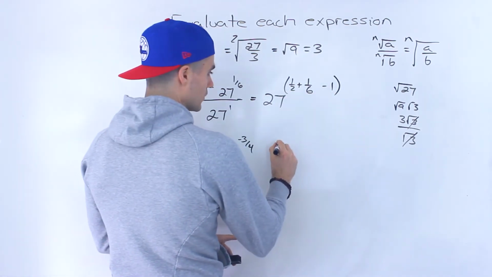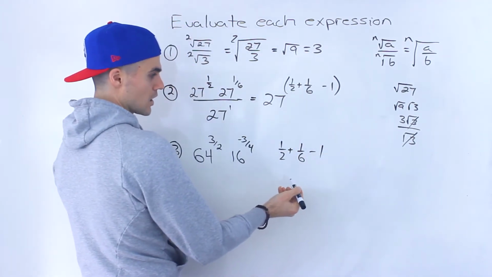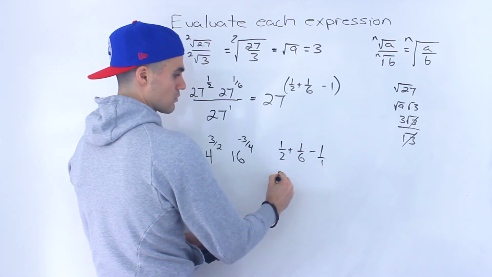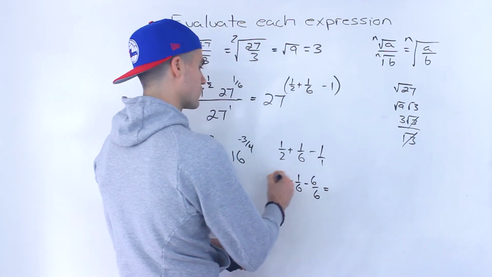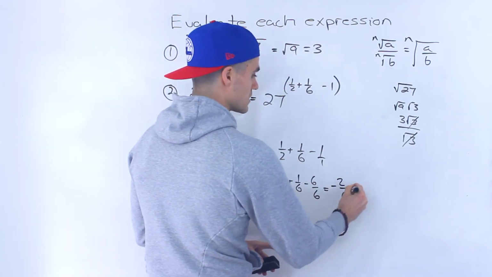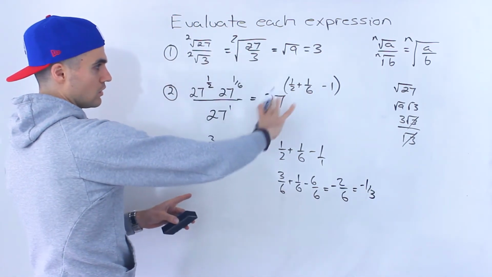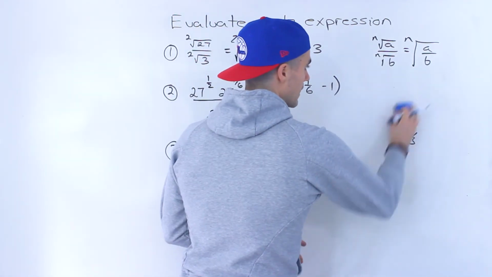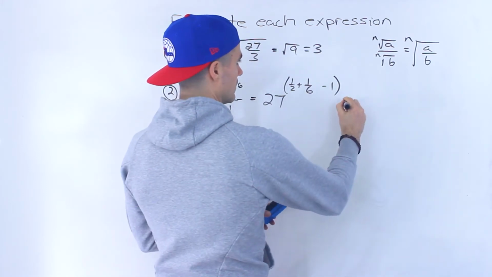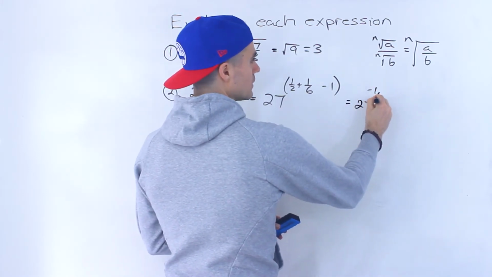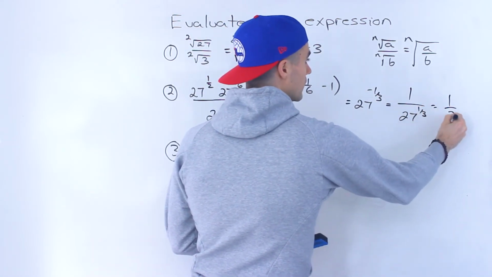And so from here, let me write out this expression on the side. All you have to do is get a common denominator, which would be 6, so it'd be 3 over 6 plus 1 over 6 minus 6 over 6, which would give us 4 over 6 minus 6 over 6, negative 2 over 6, negative 1 over 3. So basically all of this simplifies to 27 to the power of negative 1 over 3, which would be like 1 over 27 to the power of 1 over 3, which would give us 1 over 3.